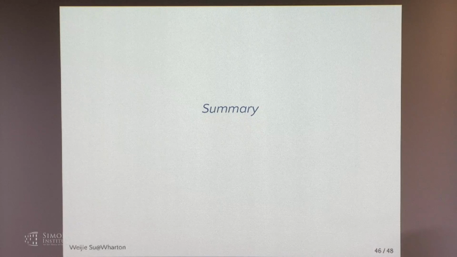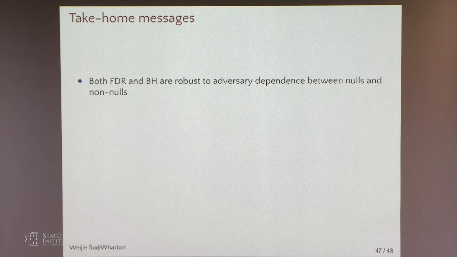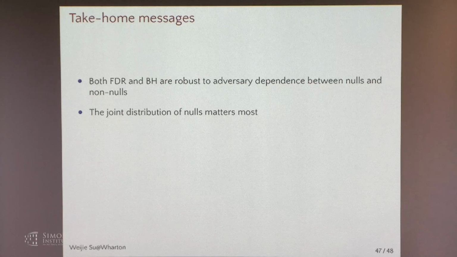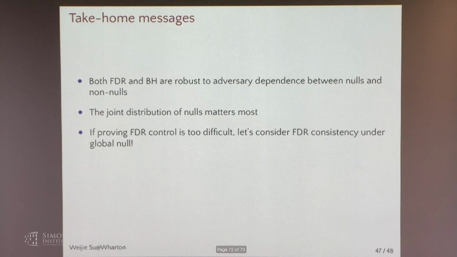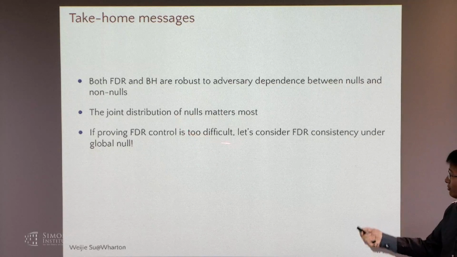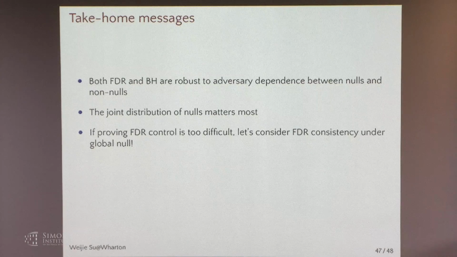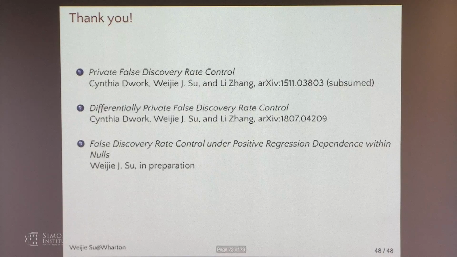So this is the summary. Here we want to argue that FDR and BH are both robust to adversarial dependence, especially between the nulls and the non-nulls. Second, we show that the joint distribution of the nulls really matters most, especially if we are interested in FDR consistency. FDR control is extremely hard, and if it's really hard for you, maybe we can consider FDR consistency as the starting point. So this is the reference, and thanks for your attention.